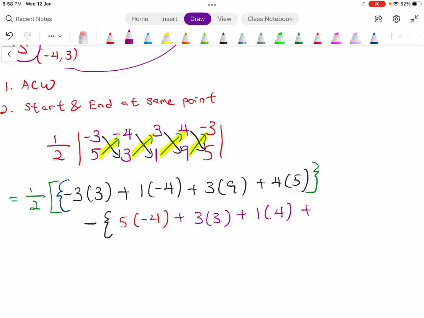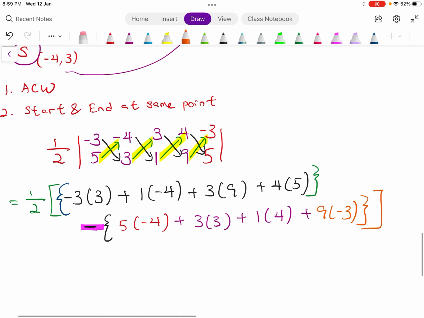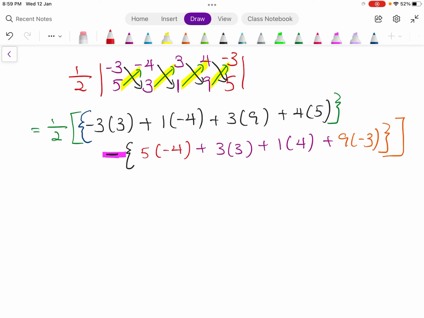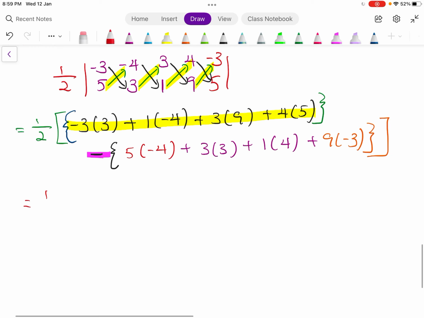It's always a plus, except for this part, which is a minus. It's always a minus for this. So this is 9 times -3. Then put a curly bracket, and a square bracket. This is how we tie the shoelace. Of course you just calculate whatever is inside first. So here is equal to half, then a bracket, then a curly bracket.